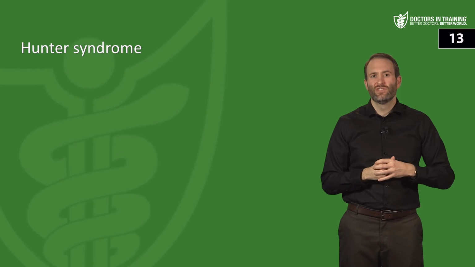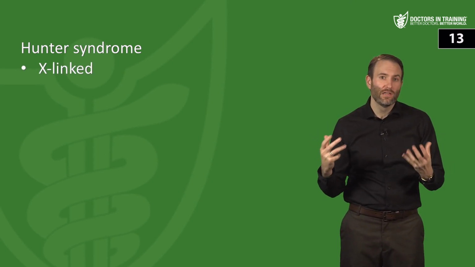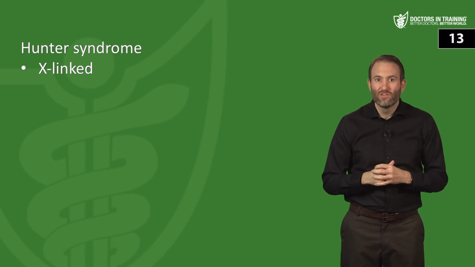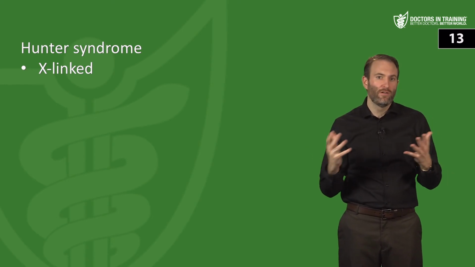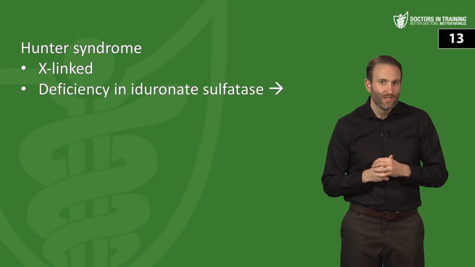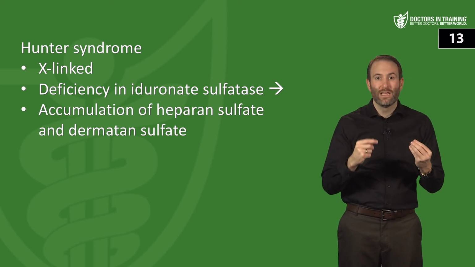Next, we have Hunter syndrome. This is an X-linked one. Remember, we have two X-linked lysosomal storage diseases that we're talking about, Hunter and Fabry. One way to remember this is that X marks the spot for Hunters. The deficient enzyme is iduronate sulfatase, which results in an accumulation of heparan sulfate and dermatan sulfate.